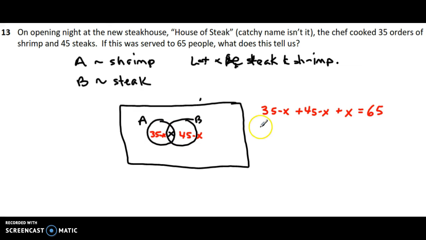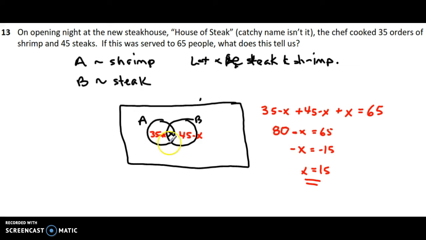Now let's solve this equation. 35 plus 45 gives us 80. Negative X minus X, negative 2X, but plus X, that's negative X, equals 65. Subtract 80 from both sides, you'll get negative X equals negative 15. Therefore, X equals 15. So what does this tell us?